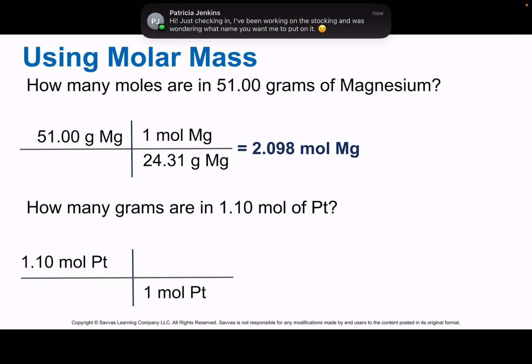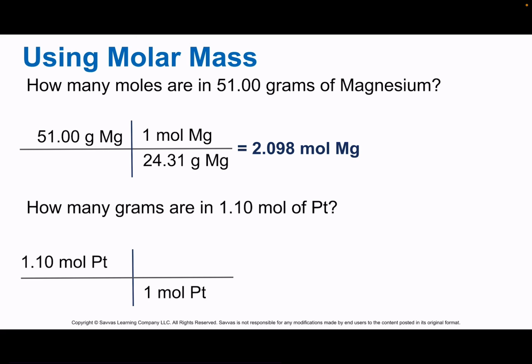So in this case, I'm going to say 1 mole of platinum on the bottom equates to 195.08 grams of platinum. That's the periodic table atomic mass. Pause if you want to check. The answer here is 215 grams of platinum.